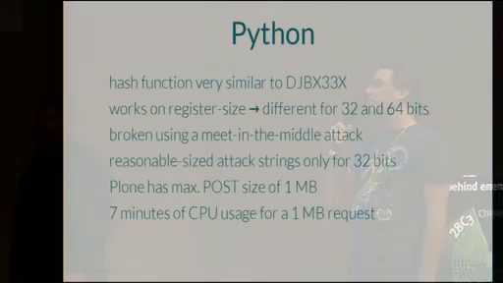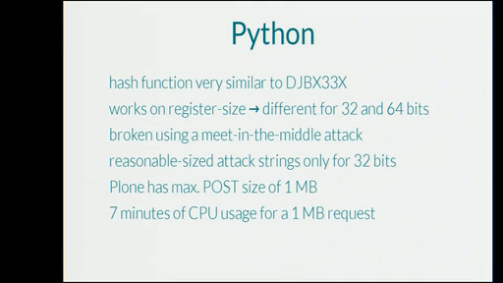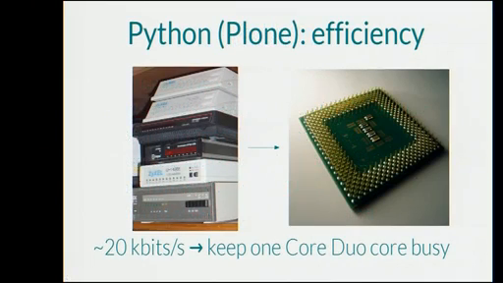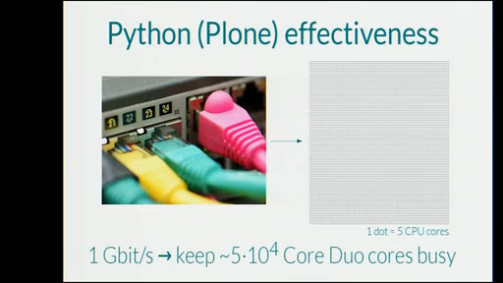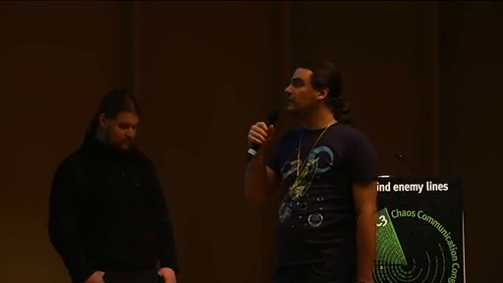Of course, in Python there are different platforms for doing web stuff as well. Plone is, I guess, the most popular of those, and Plone has a maximum post size of 1 megabyte. So you get about 7 minutes of CPU usage for a 1 megabyte request. You need about 20 kbits to keep one Core Duo core busy. We tested on different machines, that's why there are always different cores, but it's only a matter of a factor. Again, you could keep about 50,000 cores busy with a gigabit, if it's a 32-bit machine. Hopefully lots of people are on 64-bit, where this attack is a lot less efficient.